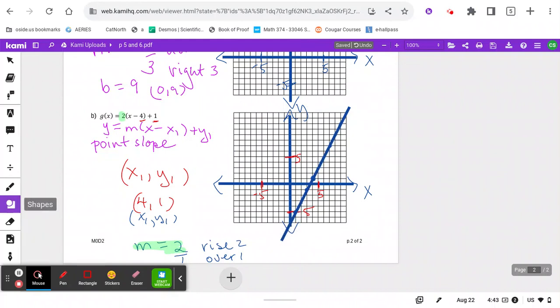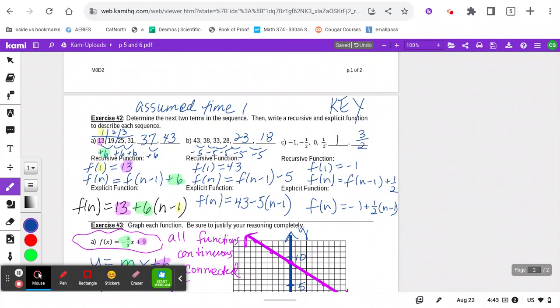There she is in all her glory. There it is. All right, how'd you do on this page? Hopefully well.